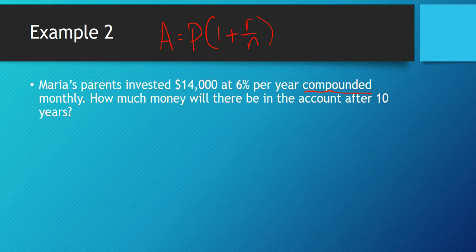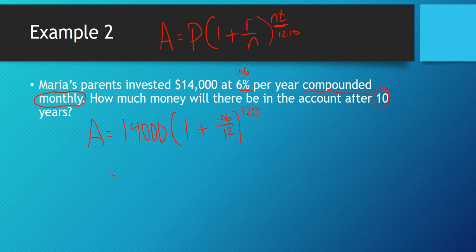So here again is my formula for that, and I need to plug all of my numbers in. So P is the amount I invested, $14,000. 1 plus r, the rate 6%, 0.06. N again is the number of times it's compounded, so it's compounded monthly, so that's 12 times a year. And then how many years? 10. So my exponent is n times t, so that's 12 times 10, so my exponent would be 120.